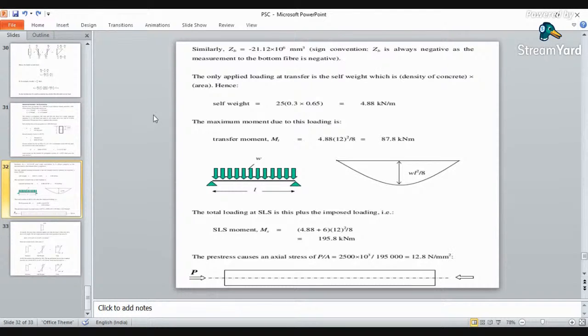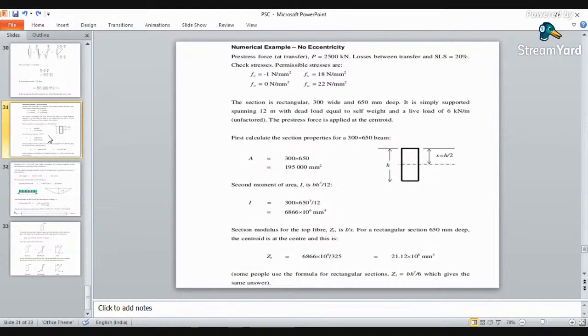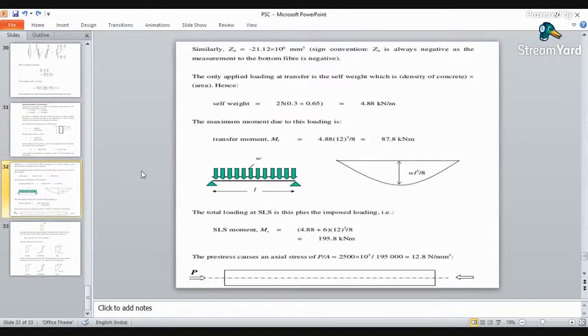Then the only applied loading at transfer will be self weight, which is density of concrete into area. We have to find out the self weight. So area into density, density of the PSC is 25 and area is 0.3 by 0.65. So you are getting 4.88 kilonewton per meter of self weight. Okay. So as it is a UDL on a simply supported beam, we have to find out the maximum moment. So maximum moment for this will be WL square by 8. So this will come out as 87.8 kilonewton meter. Okay.